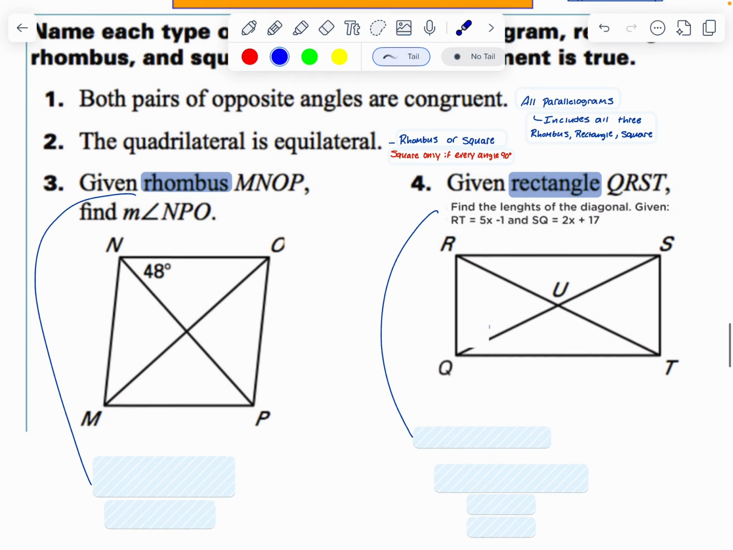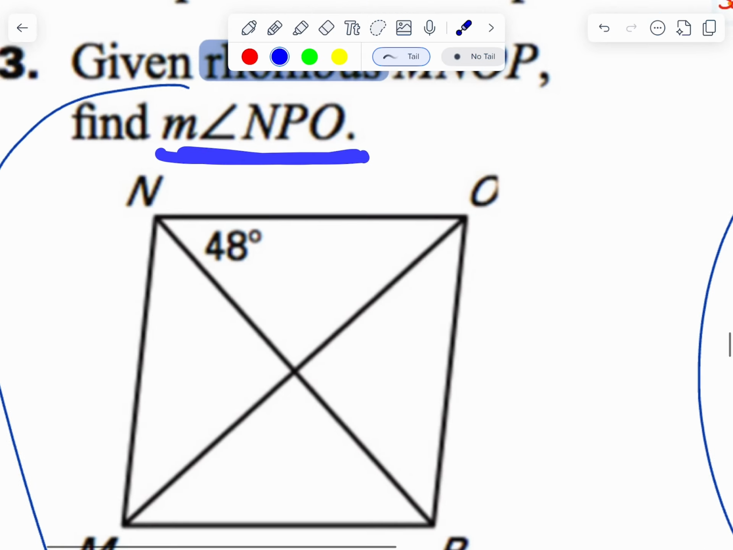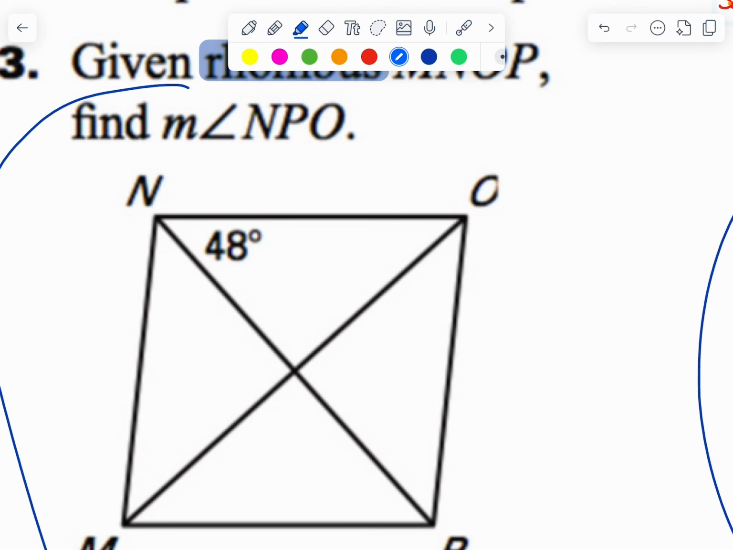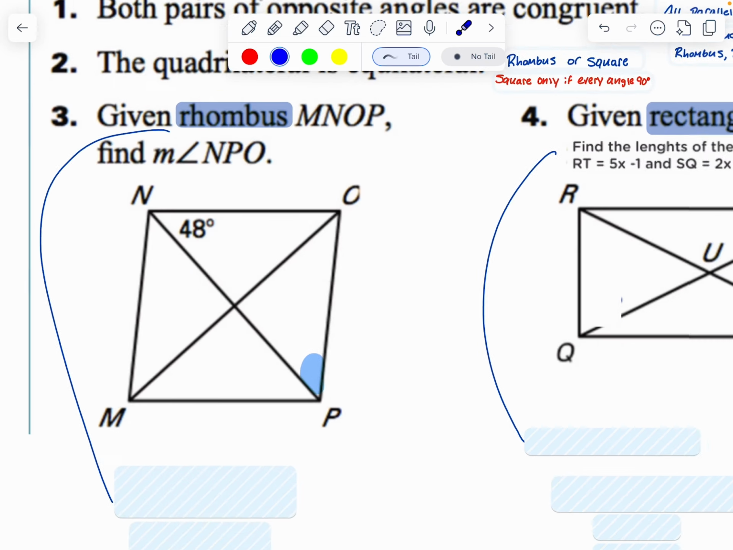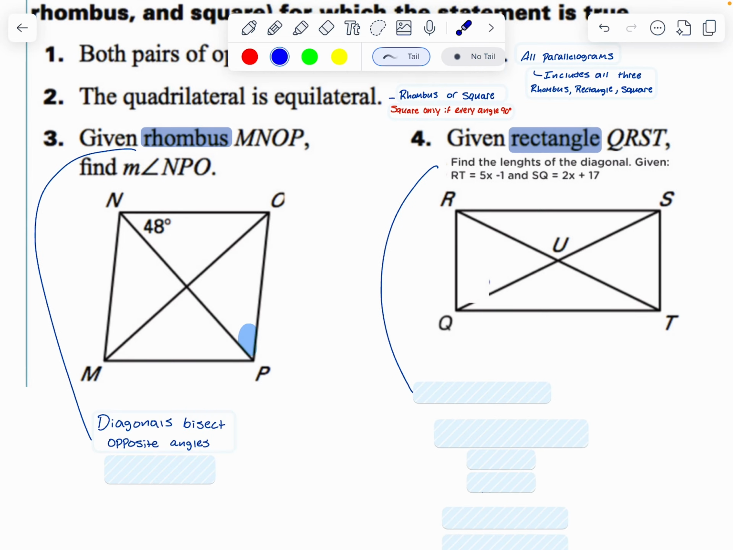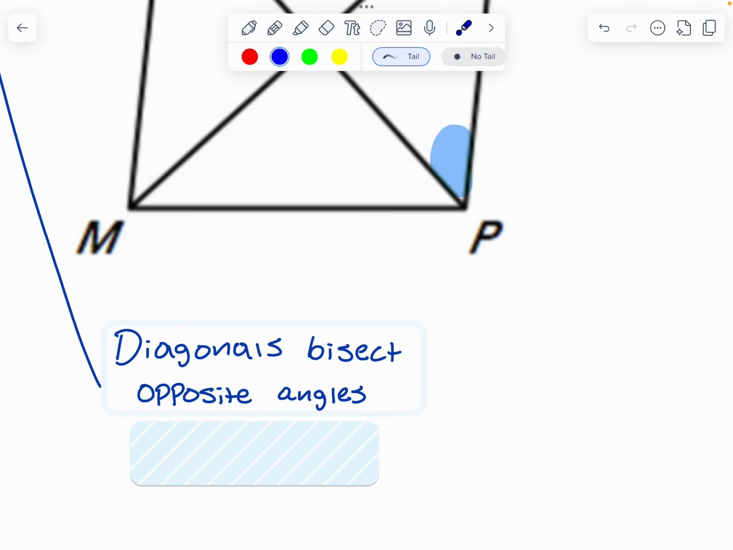Okay, looking at the last 2. Given rhombus MNOP, find the measure of angle NPO. Well, let's just highlight this angle first, right? NPO, let's see where that's at. Oh, we're talking about this angle right here. Maybe I'll highlight it real quick. We want to find that angle there. We only know this angle, but we know it's a rhombus. What do we know about rhombuses? That the diagonals bisect the opposite angles.